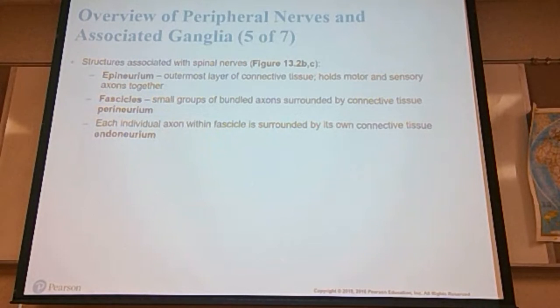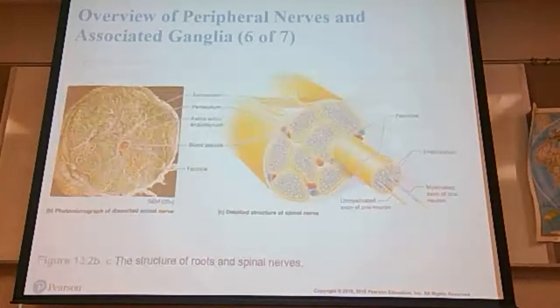The epineurium is the outermost layer of the connective tissue. It holds the motor and sensory axons together. Just like when we talked about muscle, if you remember, we had the perimysium and the endomysium. So here we have the epineurium, the outermost layer, again composed of connective tissue. We have fascicles, which are small groups of axons surrounded by a connective tissue called the perineurium. And the endoneurium is the tissue that connects and surrounds all the different fascicles to hold everything together into one nerve unit.